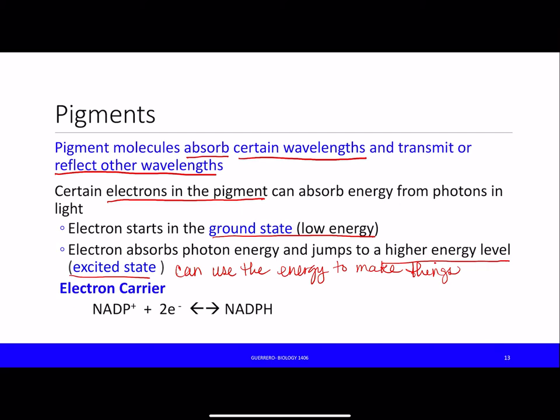Now, the electron carrier in photosynthesis is NADPH, and it is capable of carrying 2 electrons at a time.